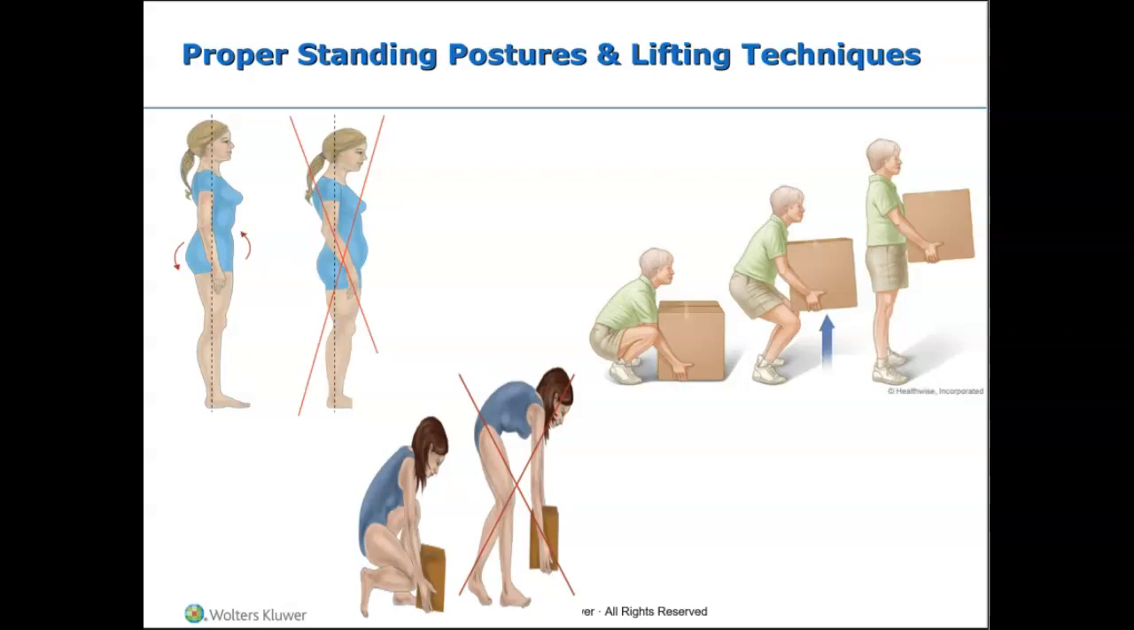So again, we're going to tell our patients to look straight ahead, keep their back straight, their chest out, and their shoulders back. This helps keep the upper back straight while having a slight arch in their lower back. We're going to tell the patient to slowly lift by straightening their hips and knees, not their back. Keep their back straight and don't twist as they lift.